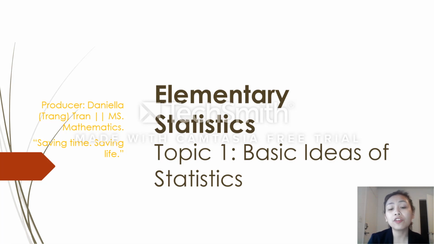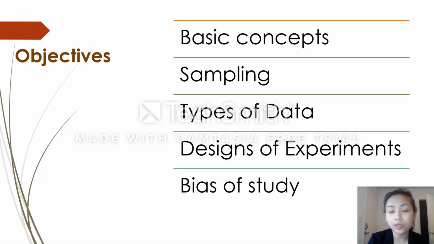So as promised, my first topic will be talking about some basic ideas of statistics. In the basic ideas of statistics, I have 5 main points. The first point is some basic concepts in statistics. The second point is sampling, how to collect a sample. The next point is types of data, how to define the variables. The next point is design of experiment, and the last one is bias of study.